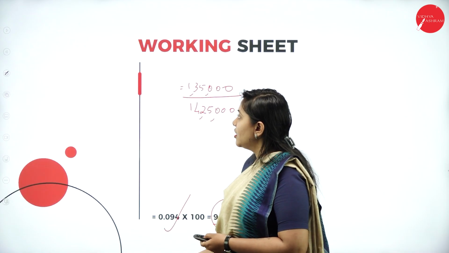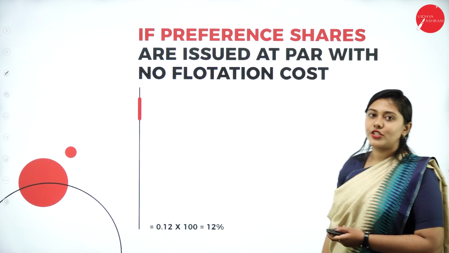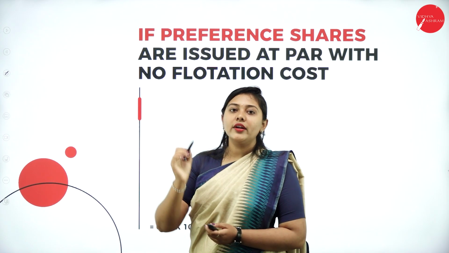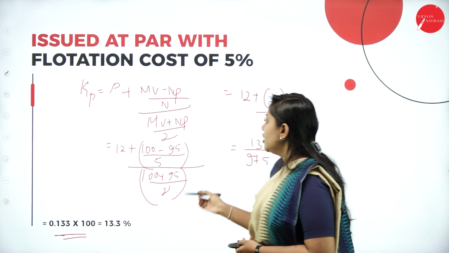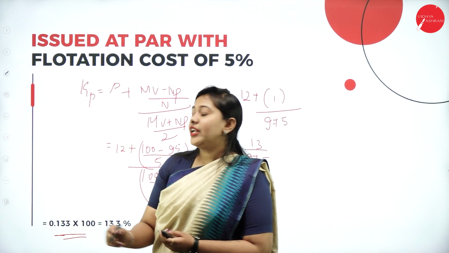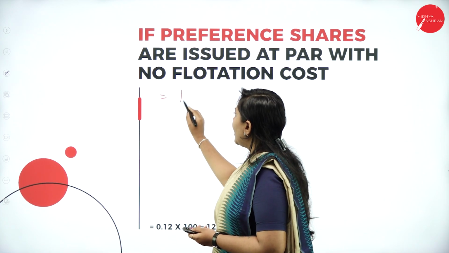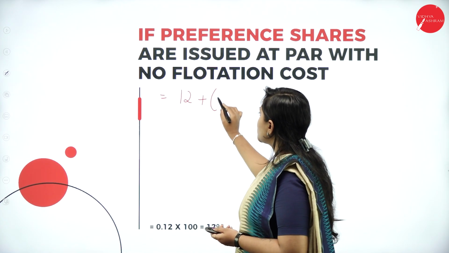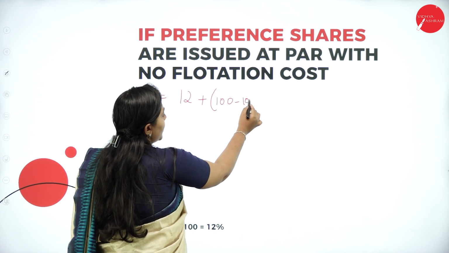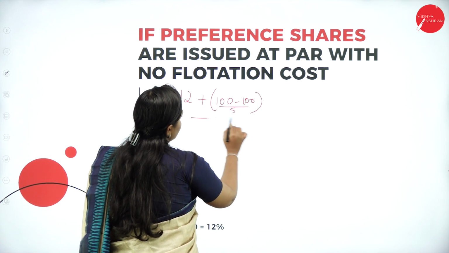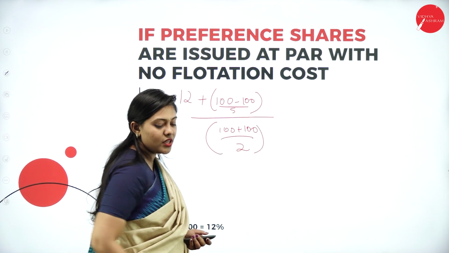So now let us solve the second case. What is the second case? The second case is if preference shares are issued at par with no flotation cost. So your given will be what? Maturity value also 100, net proceeds also 100, number of years is 5 years, and the dividend value we get is 12 rupees. So let us substitute the values. 12 rupees dividend plus maturity value 100 minus net proceeds, which is also 100, divided by 5, divided by again 100 plus 100 divided by 2. So these are the values.